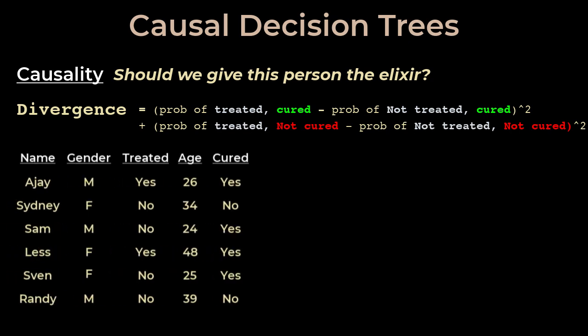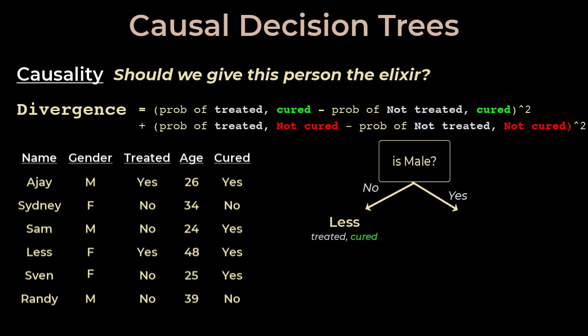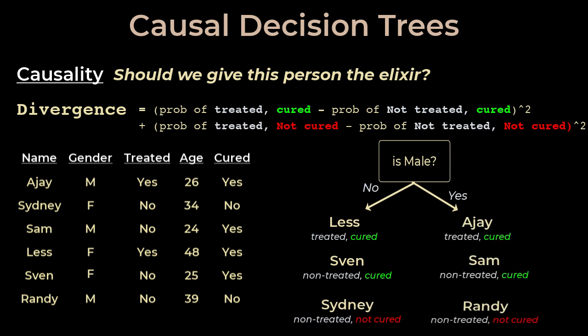Let's understand how well this metric works by constructing a new decision tree that answers the question, should we give this patient the treatment? So let's first consider gender as a potential split. If we pass all the samples through the decision node, then on the left node, we get 1 treated person who got better, 1 non-treated person who got better, and 1 non-treated person who did not get better. And on the right node, we get the exact same thing.